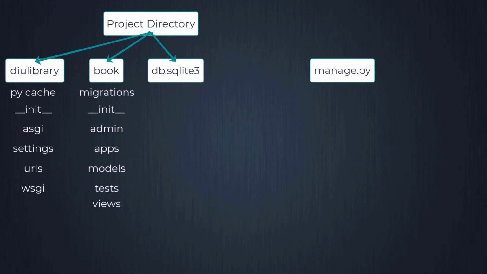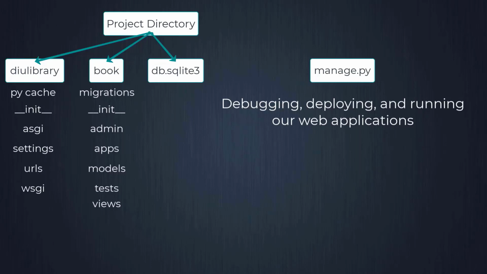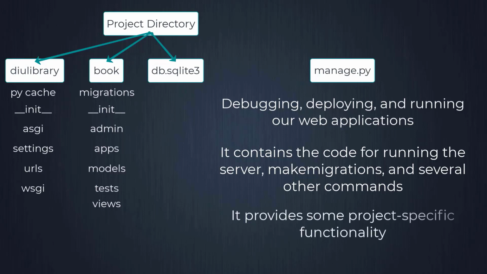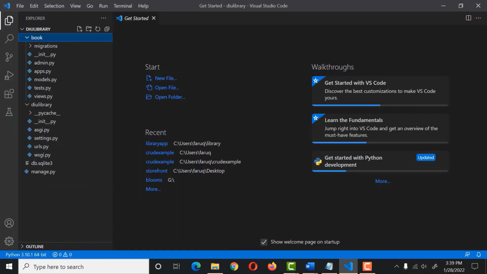Let's start with manage.py. We will use this file for debugging, deploying, and running our web applications. The file contains the code for running the server, making migrations, and several other commands as well, which we perform in the code editor. It performs the same things as django-admin, but it provides some project-specific functionality. Let's have a look at what we have in the manage.py file.